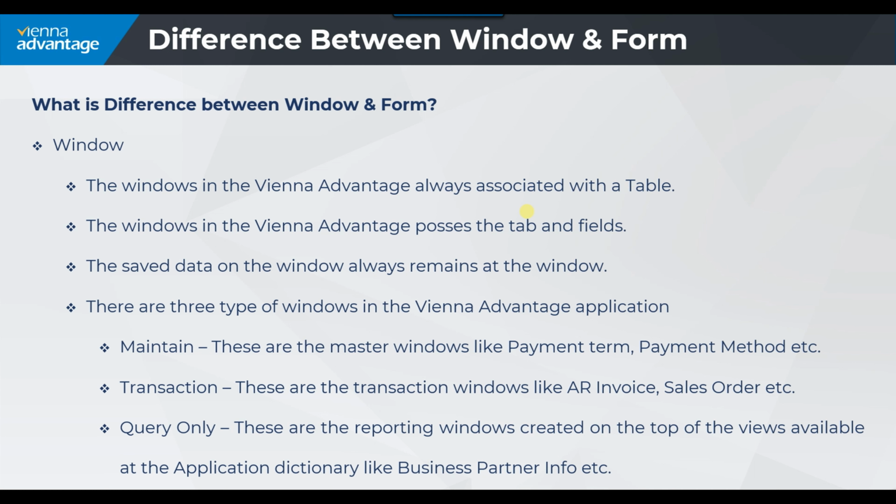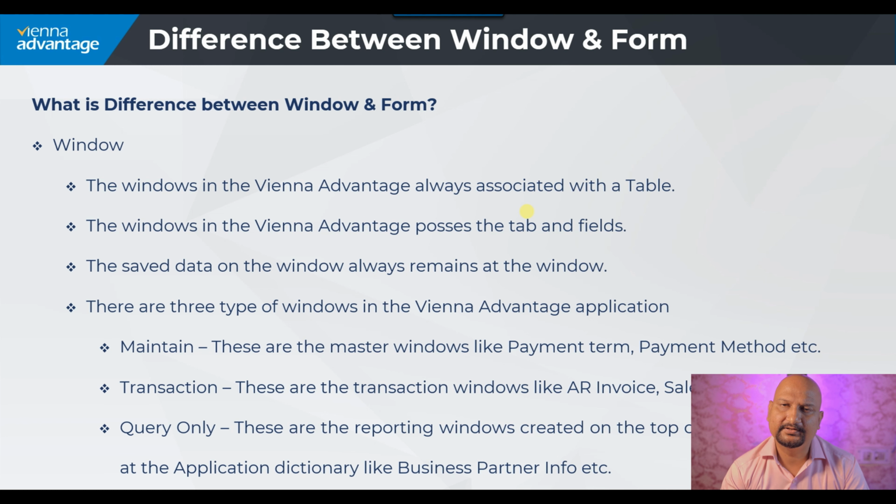The third type is the query only window, where no table is bound. Instead, these windows get generated against a view. A view might contain any number of tables associated with each other using inner join, outer join, left join. Using all these joins, you would be able to prepare a view in the background in the database, and using these views you would be able to generate a window in the system. The business partner info window and the sales representative info window are examples of query only windows.